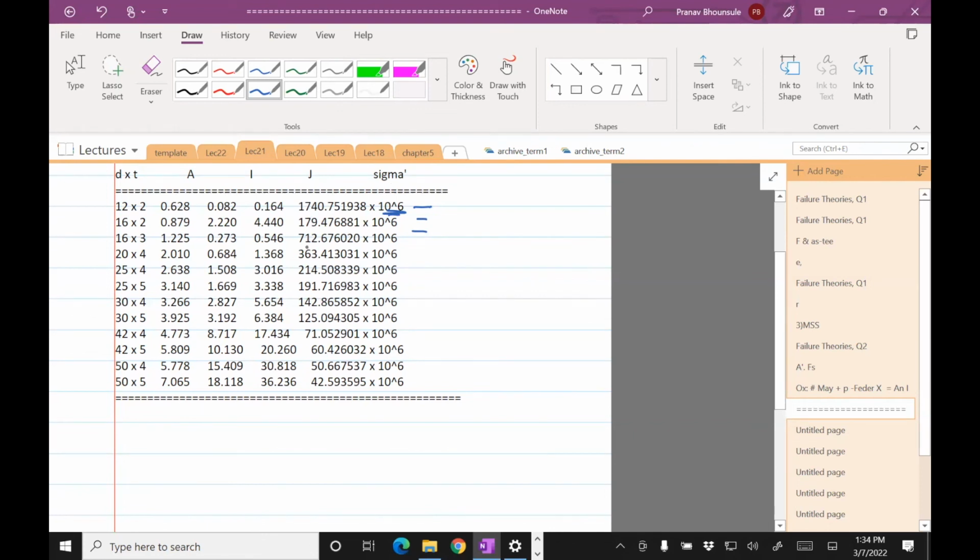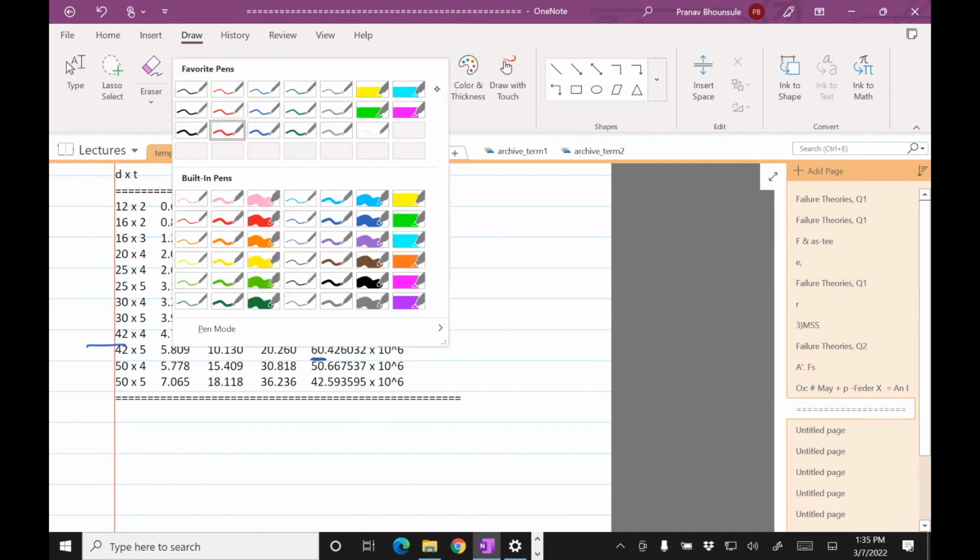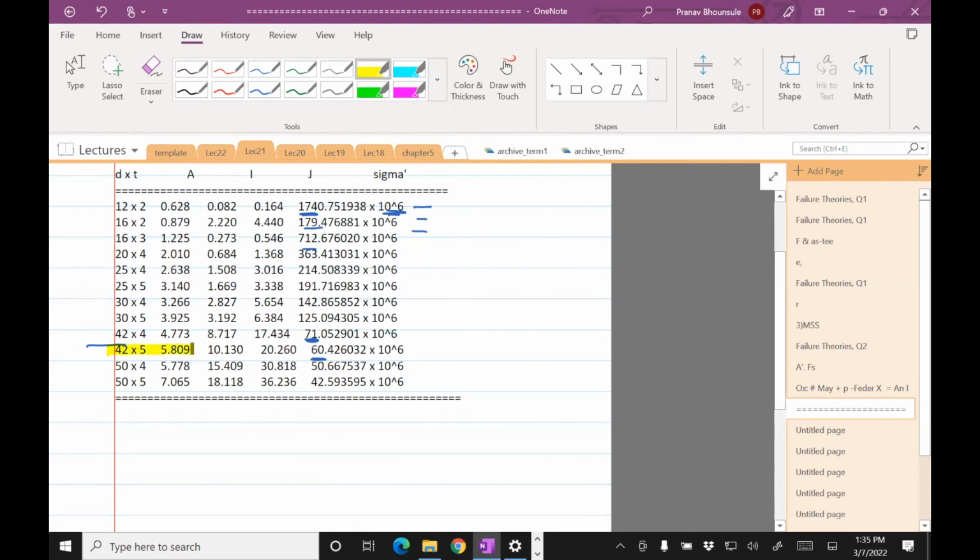So you can see this stock size will have a stress of 1740, much greater than 69. Just keep looking down. You have 71, 60. This is the case. So 71 is a little bit greater than 69. The next one is this. So it looks like this is the shaft stock size we need to choose.